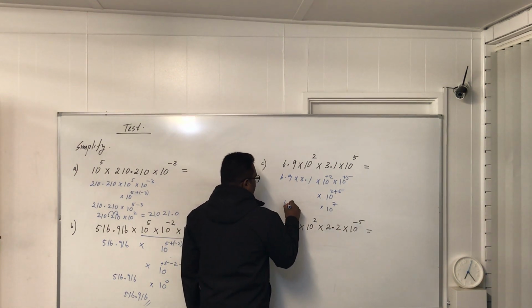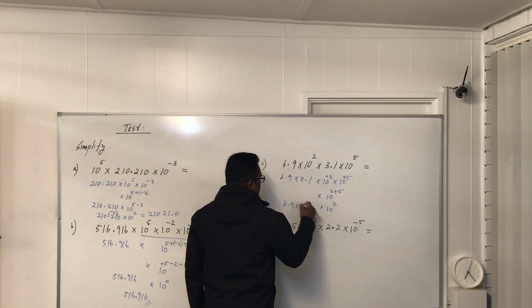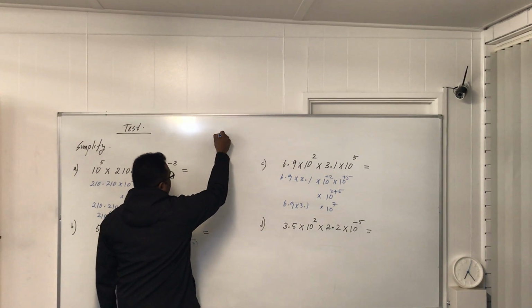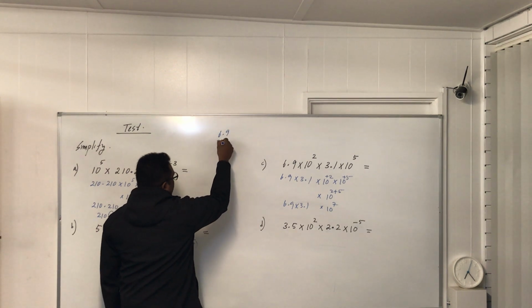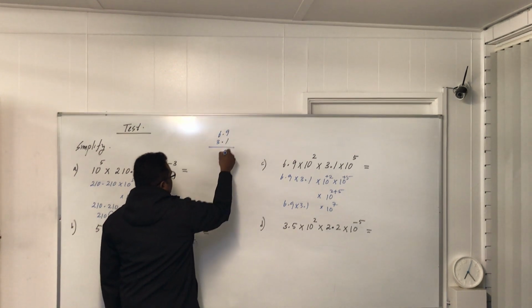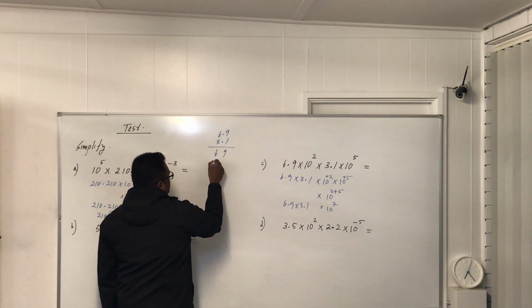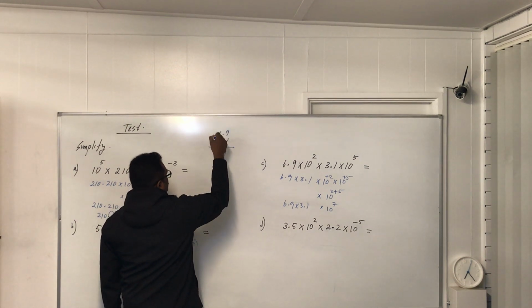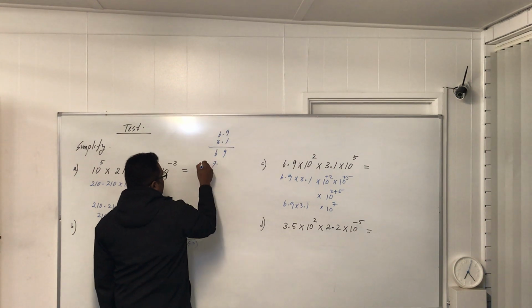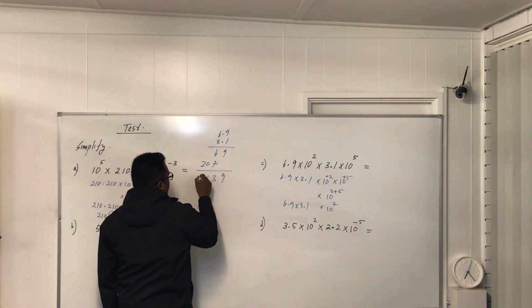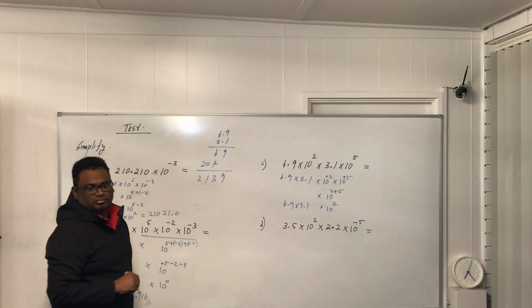Here you get 6.9 times 3.1. So what is 6.9 times 3.1? I'm going to do it here. 6.9, look at this, 3.1. 1 times 9, 9. 1 times 6, 6. 3 times 9, 27. 3 times 6, 18. So if you add it, 9, 13, 1, 2. Yeah?